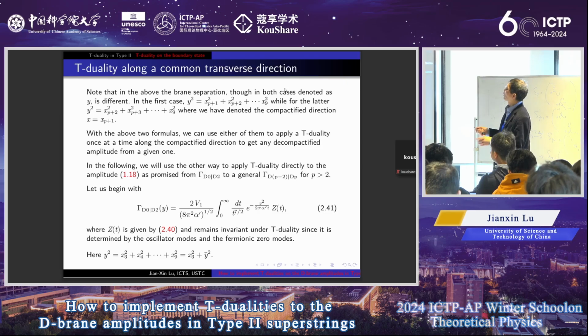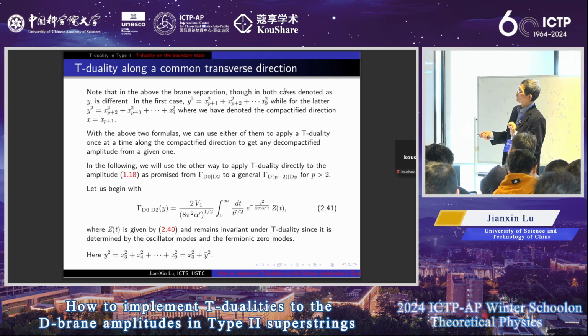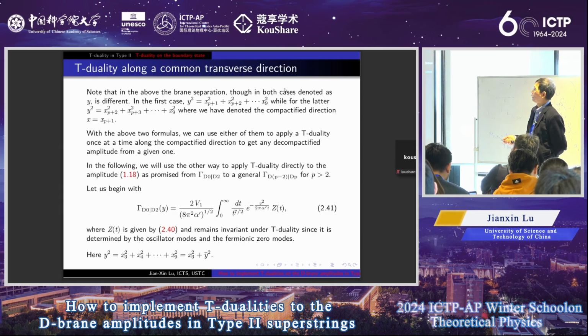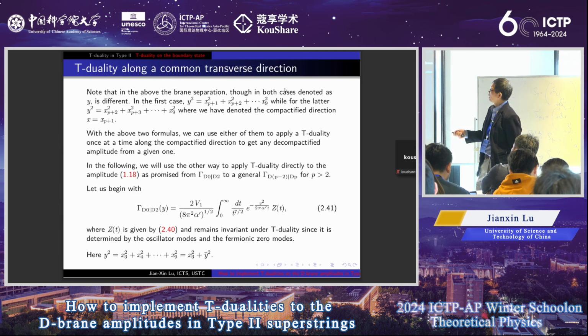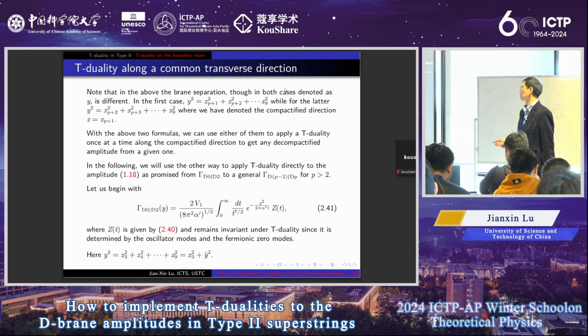So for example, we can start from here, from between D0 and D2. If you do the TDRT, I'm describing in a moment, from here I can get all the other Dp and Dp minus 2 brane interaction amplitudes. So this one is non-compactified.